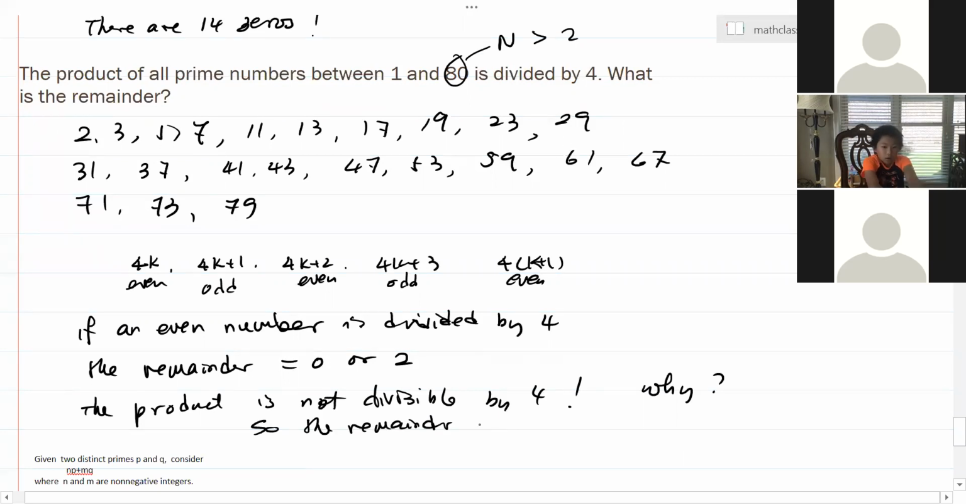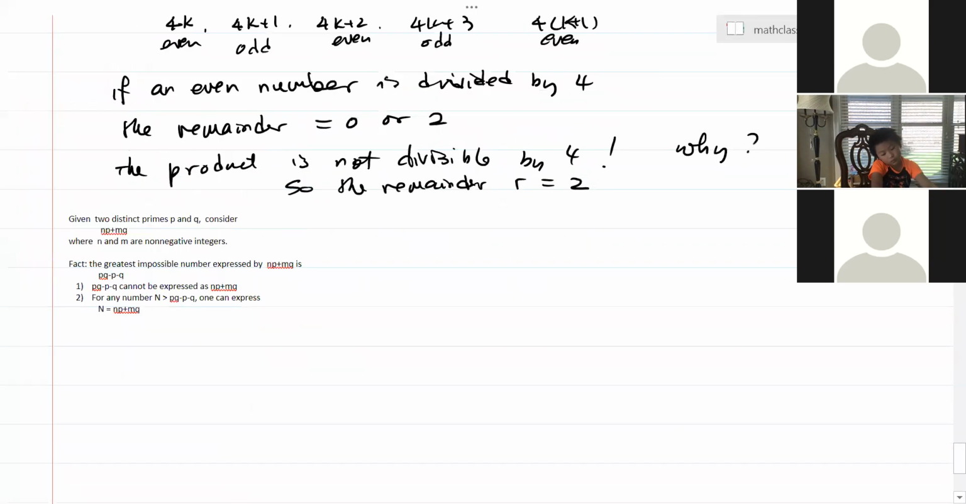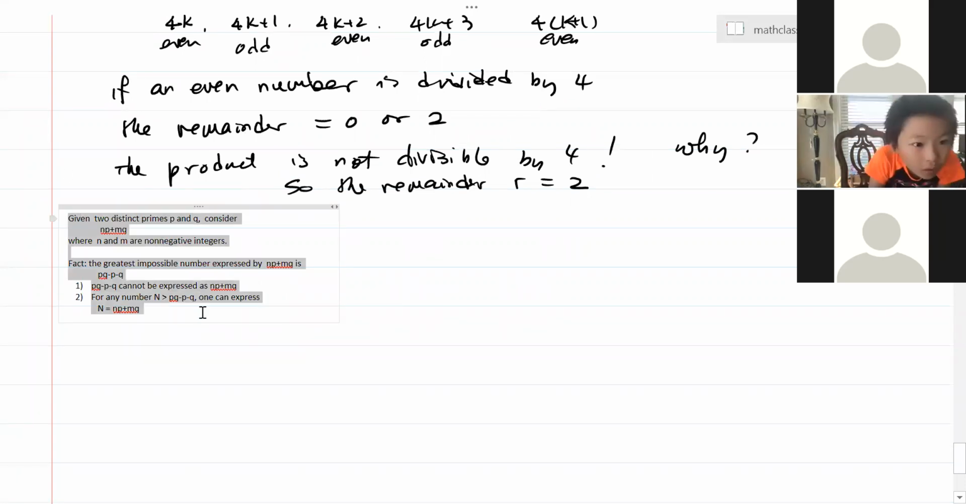So the remainder is going to be 2 here, okay? Because it's not divisible by 4. Okay. Our next problem, I want to talk about this. It is too small, so I'm going to change the font.